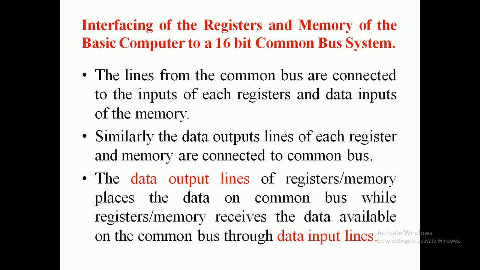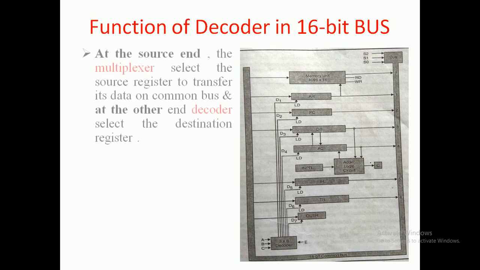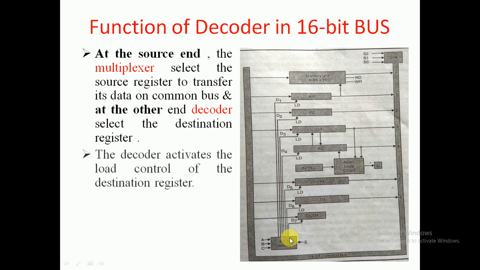So this is the basic functionality of the 16-bit common bus. In the previous slide we have discussed it. The next is the function of decoder in the 16-bit bus. At the source end, we are using this multiplexer for the selection of the source register. You can see in the diagram. We are using this multiplexer S2, S1, S0 selection inputs for the selection of register at the source end, and at the destination end we are using this decoder. The decoder activates the load control of the destination register with the help of these combinations A, B, C.